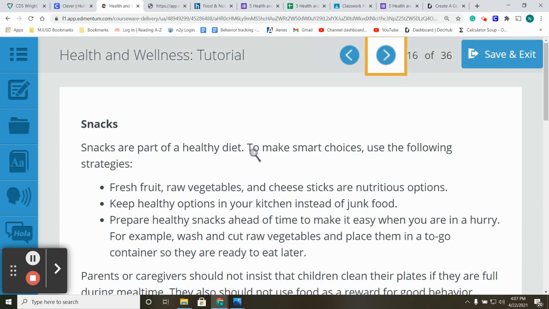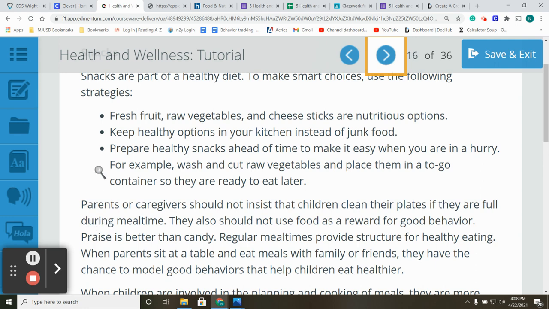Snacks. Snacks are a part of a healthy diet. To make smart choices, use the following strategies. Fresh fruit, raw vegetables, and cheese sticks are nutritious options. Keep healthy options in your kitchen instead of junk food. Prepare healthy snacks ahead of time to make it easy when you are in a hurry. For example, wash and cut raw vegetables and place them in a to go container so they're ready to eat later.